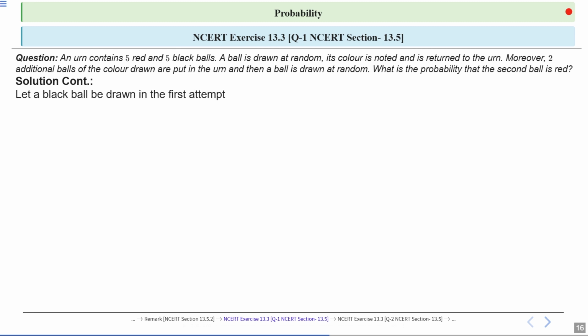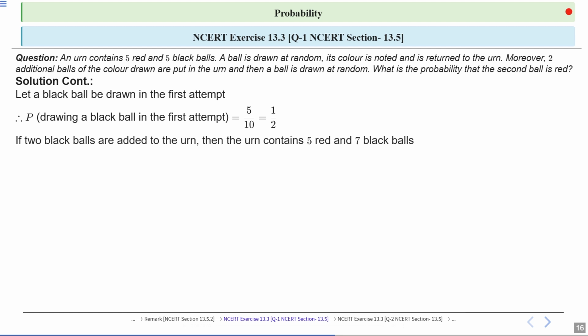Now let a black ball be drawn in the first attempt. Therefore, the probability of drawing a black ball in the first attempt is 5 by 10 equals 1 by 2. If 2 black balls are added to the urn, then the urn contains 5 red and 7 black balls. Then the probability of drawing a red ball equals 5 by 12.